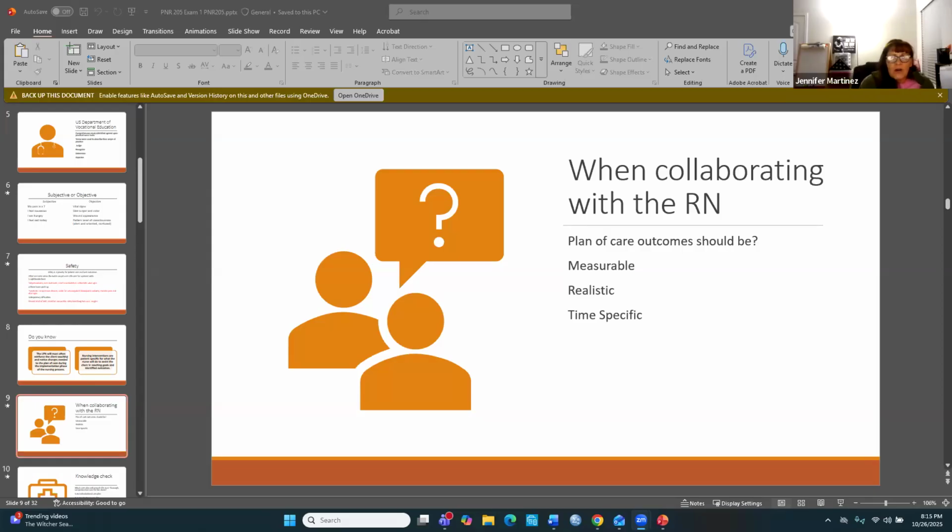So if we want our post-op hip replacement patient to walk 20 feet by post-op day 1, right? That's measurable and it's time specific. It's also realistic. 20 feet is not necessarily a long distance, but I wouldn't want to have my post-op hip replacement running a marathon by post-op day 3, right? So we want to make sure that they're realistic and tailored to the needs of that person.